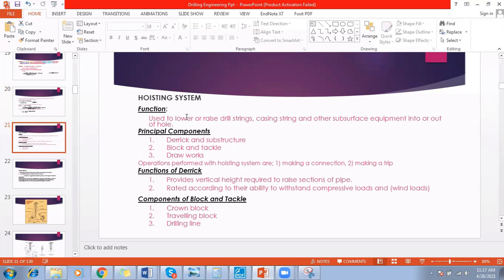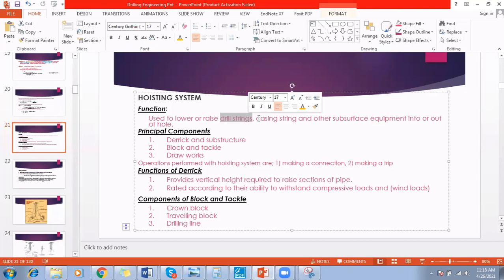Okay, the next section that we will cover in today's session is the hoisting system. So what exactly is the hoisting system? The hoisting system is another component of the rotary drilling rig, and it relates to the lowering and raising of any drilling component. Those components can be the drill strings, the drill pipes, the casing string, casing pipes, and any subsurface equipment. So what can be any subsurface equipment? It may include the bits as well.